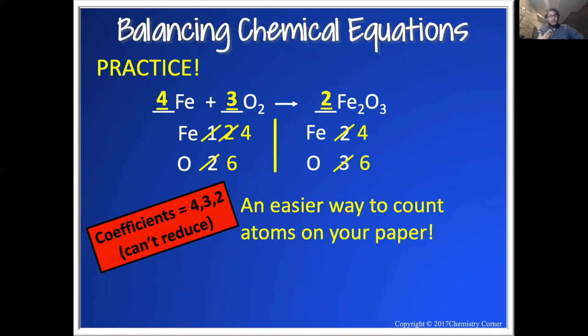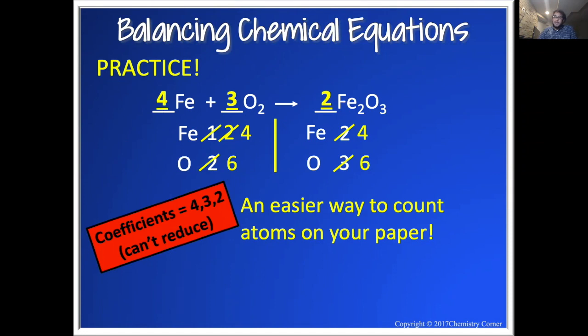And some of these equations get pretty tricky to solve. So the coefficients 3, 4, and 2, they don't have a least common factor. So that's the simplest coefficient set, and you can't reduce these, and so your equation is solidly balanced. Okay, so that's the right answer for the first practice problem.